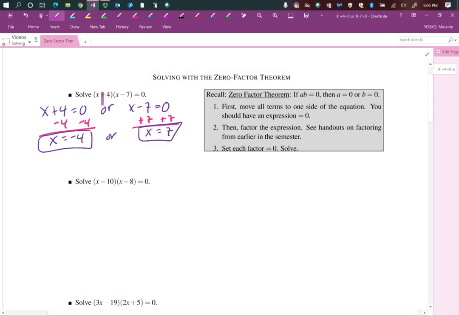And you can start to do this quickly in your head. X plus 4 equals 0. That means x equals negative 4. Think about just subtracting that. X minus 7, we add the 7. Okay, let's do another one.